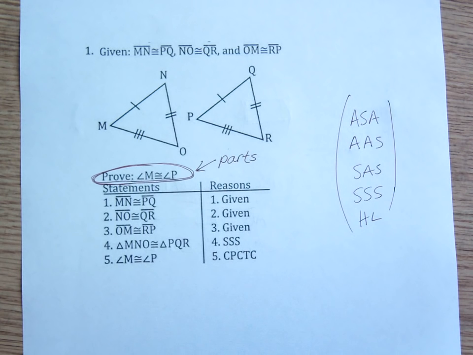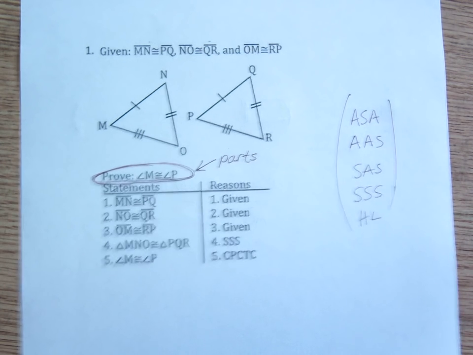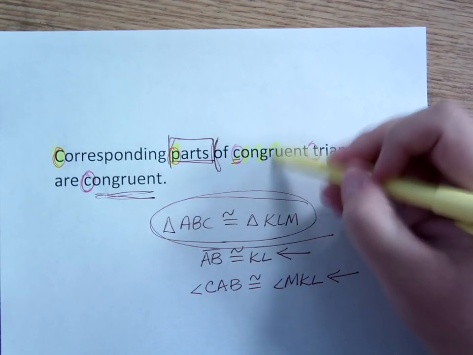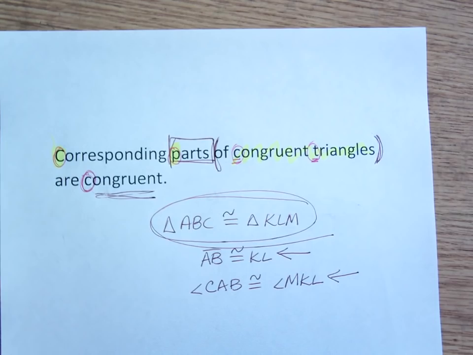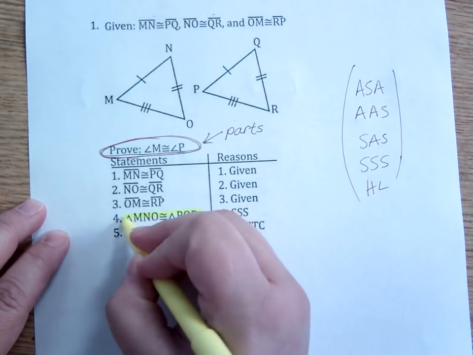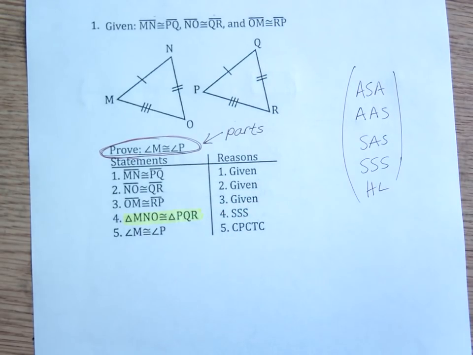congruent triangles in order to use this. Again, it's corresponding parts of congruent triangles. We have to know that we have congruent triangles, or else we don't know that the parts are congruent. Which means this: I have to see one of those in my proof, or else I don't have an opportunity to use CPCTC. I can't say that corresponding parts of my congruent triangles are congruent until I actually have congruent triangles.